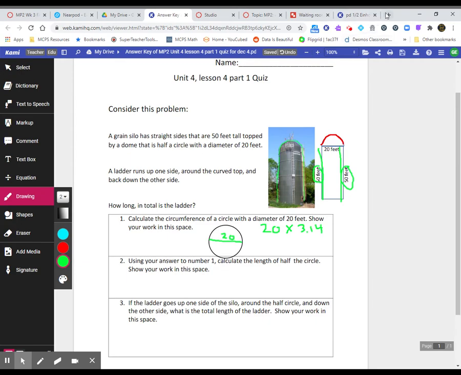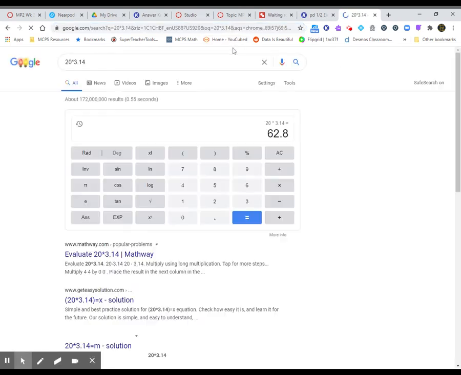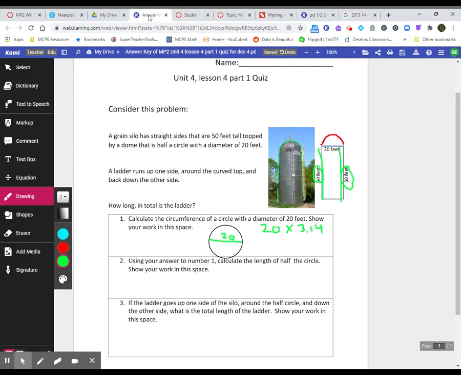So 20 times pi is 62.8. So that tells us that the circumference is 62.8. And that's the answer to number 1.